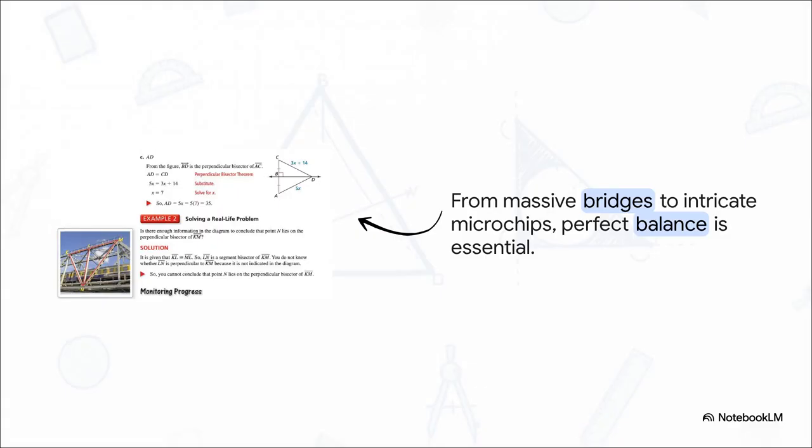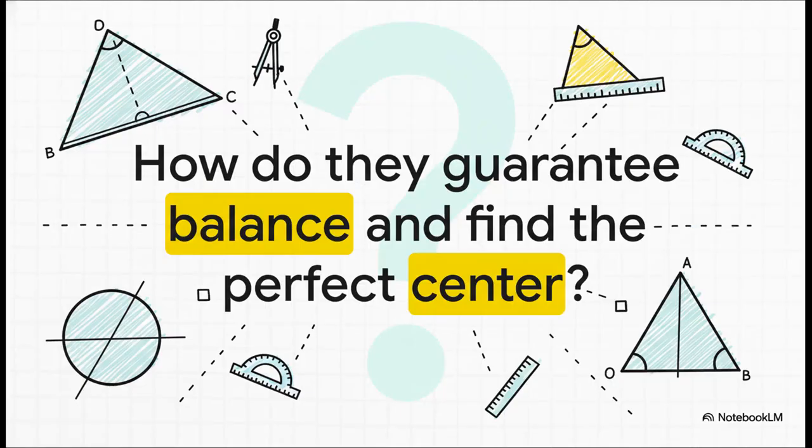When you see a structure like this, its strength, its stability, it all comes down to perfect symmetry, to finding the absolute dead center of every single component. And that's true whether you're building a massive bridge or designing a microscopic computer chip. Balance is key. So how do they actually pull that off? Is it just guesswork? No way.